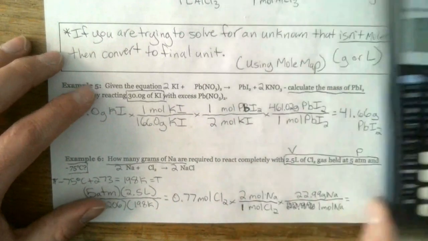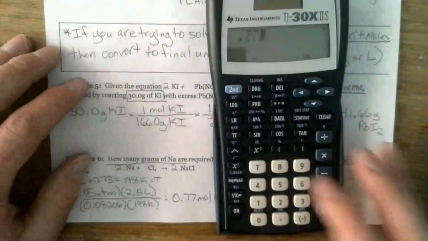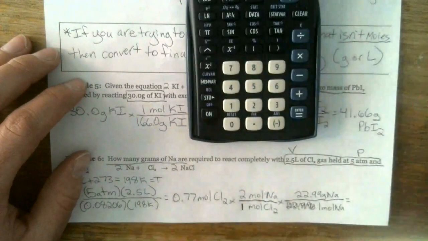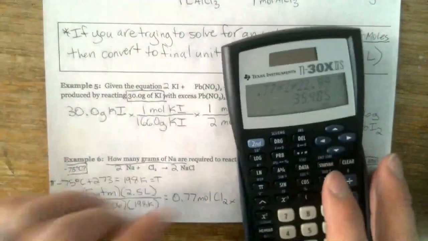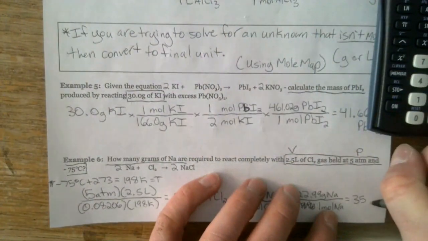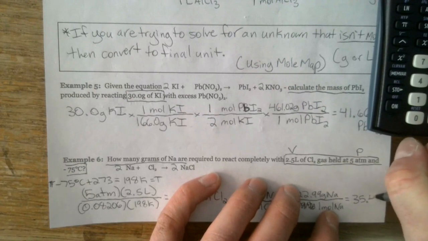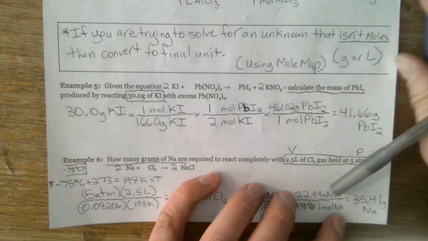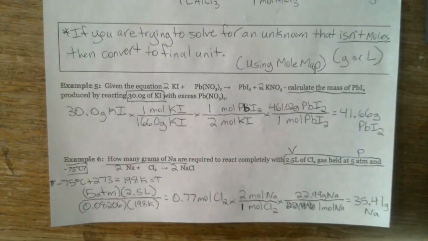So 0.77 times 2 times 22.99, and then we would divide by 1 times 1, which would give us the same answer. So that'll be 35.41 grams of Na for our final answer there. Okay.